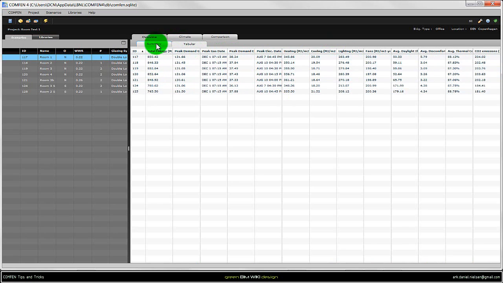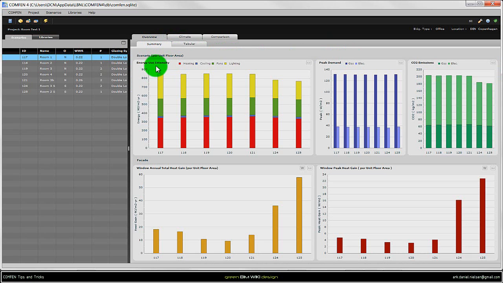So here we have different kinds of graphs showing the energy use, the peak demand and CO2 emissions. This CO2 emission calculation is quite simple, but it gives some kind of idea of how the CO2 emission is. And the annual heat gain through the windows, and again the peak values.